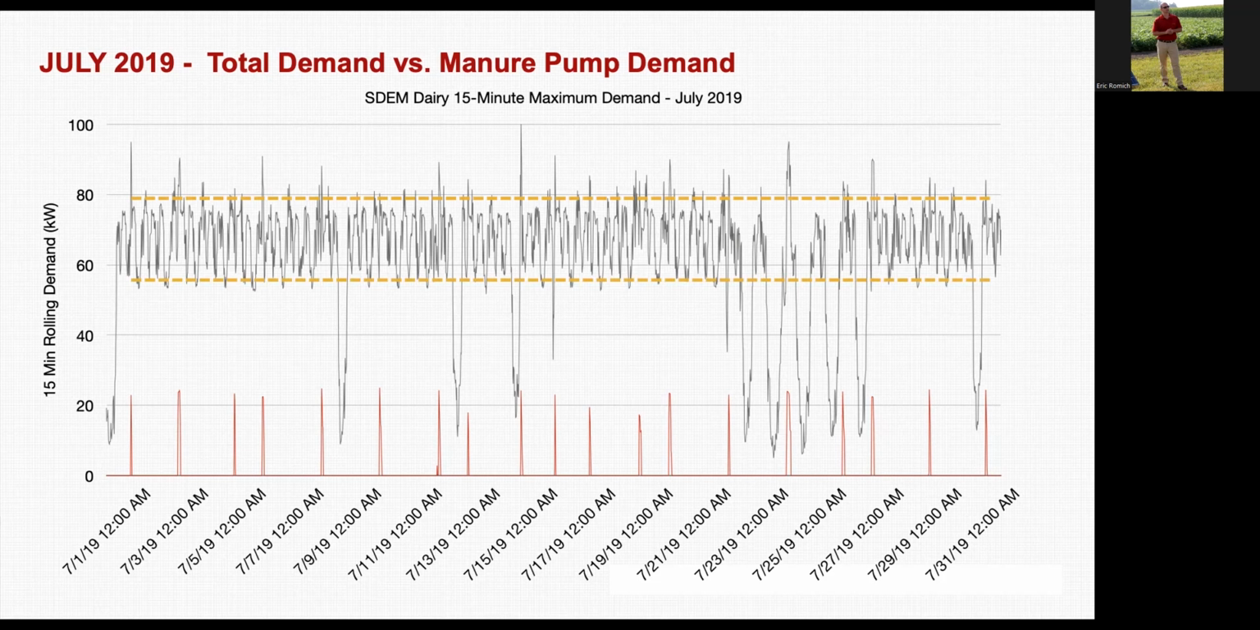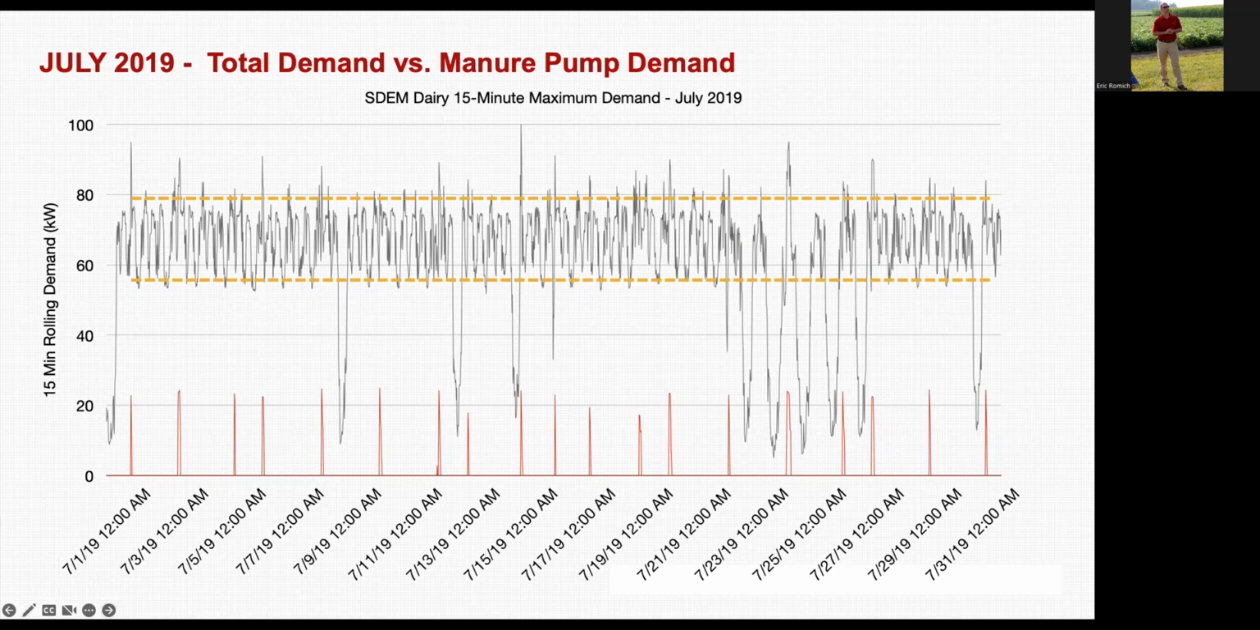And so I like to try and look at the overall load profile for this farm again. This is looking at the month of July. And again, in gray here is the total demand for that farm. And you can see, in general, that farm likes to operate in a window that I would say is between 55 and 80 kW of demand. So kind of in between these dotted lines is where that farm tends to operate.